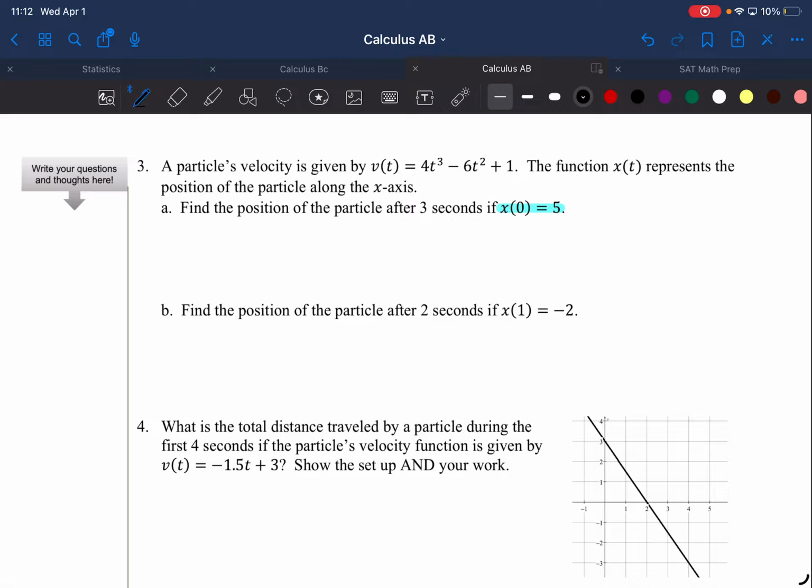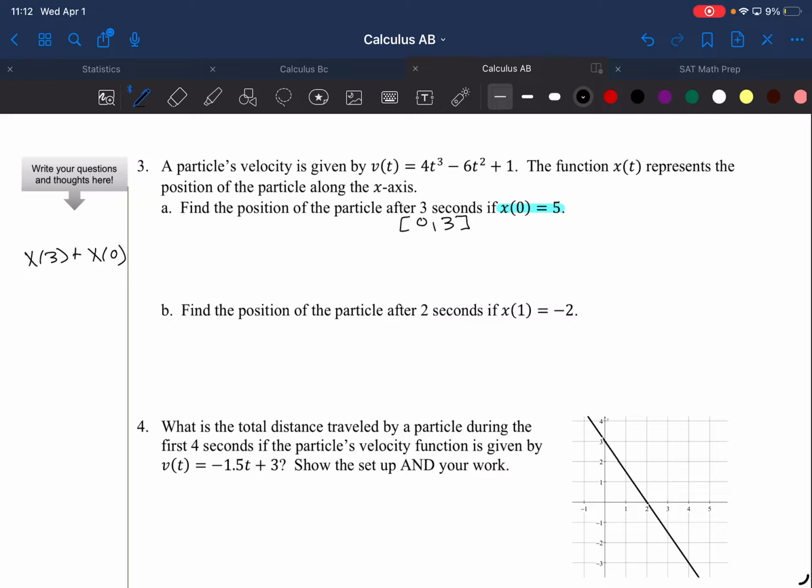Okay, so to find the position, remember that is the integral of velocity, and we want it after 3 seconds, which means our interval is going to be from 0 to 3. Okay, so starting at the start and then going for 3 seconds. We represent this as x of 3 minus x of 0. Okay, when we're talking about putting this together, sorry, this should be x of 3 plus x of 0.